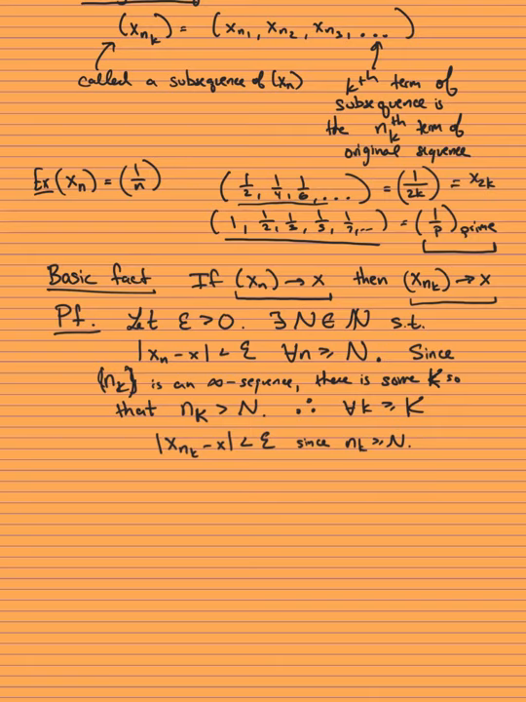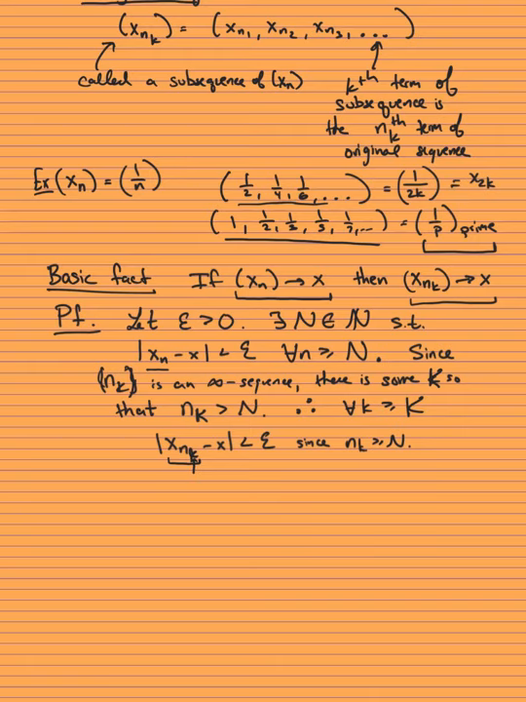Okay, so the only tricky part here is that the x sub n's are indexed by the naturals. The n sub k's are indexed by the naturals as well, but it's indexed by k rather than n. Okay, so again, it doesn't really change the idea of any of the proofs, but in the write-up you have to be a little careful.